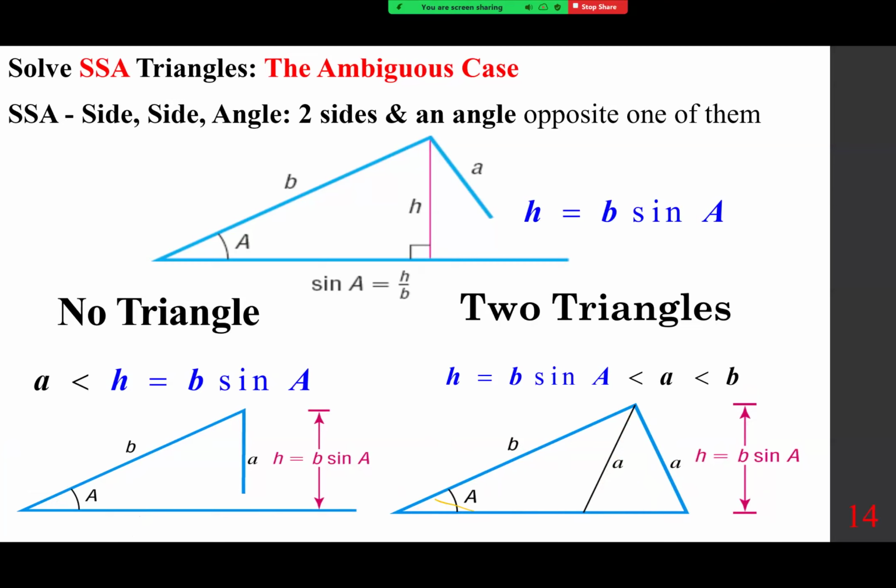Either the big one or this one. And the reason is this angle and this angle are supplementary. They add up to 180. And sine of this angle is equal to sine of this angle because sine is positive in the first and second quadrant. That's the way it works, and that's the reason.